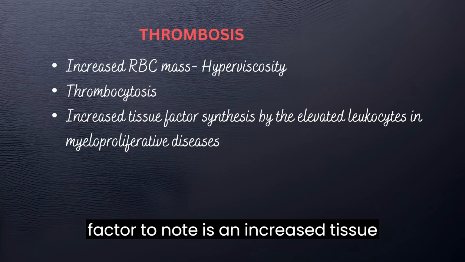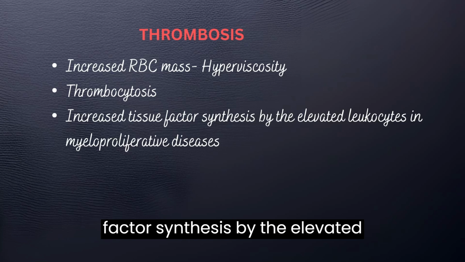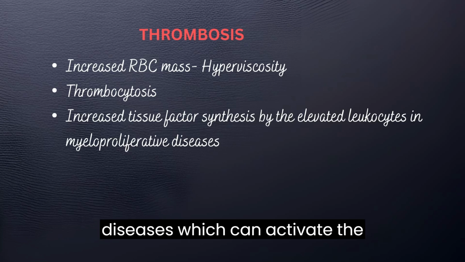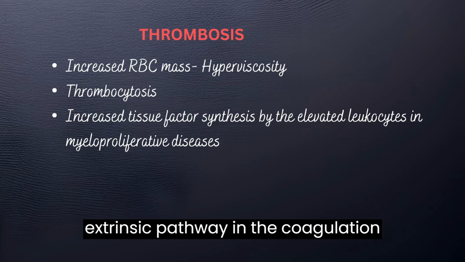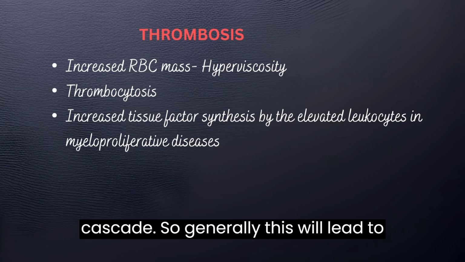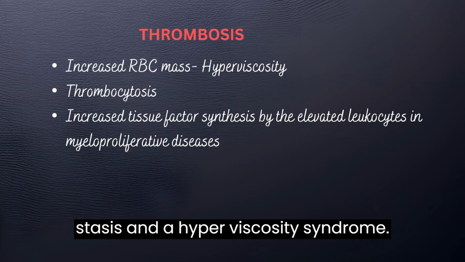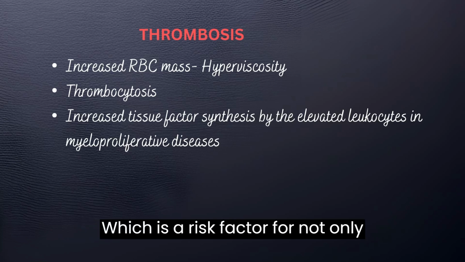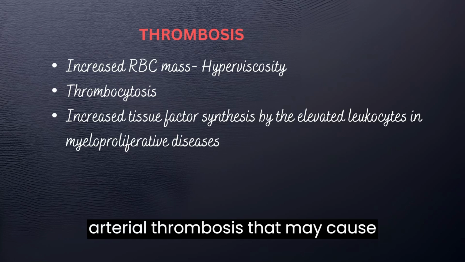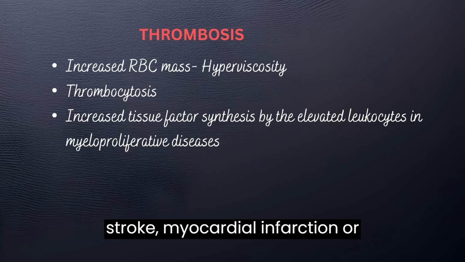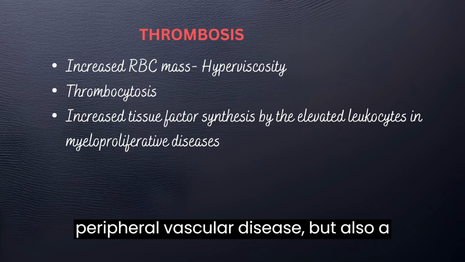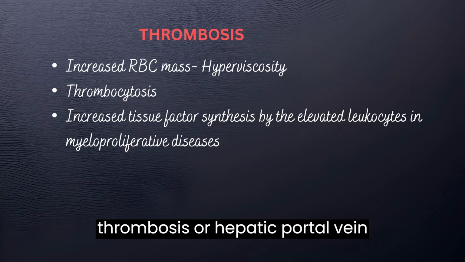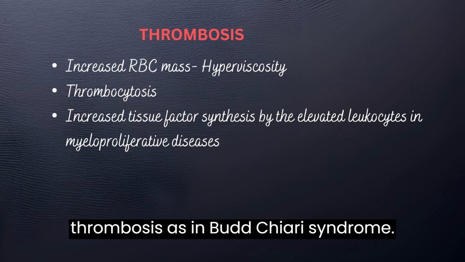Another factor to note is an increased tissue factor synthesis by the elevated leukocytes in myeloproliferative diseases, which can activate the extrinsic pathway in the coagulation cascade. So, generally, this will lead to stasis and a hyperviscosity syndrome, which is a risk factor for not only arterial thrombosis that may cause stroke, myocardial infarction, or a peripheral vascular disease, but also a venous thrombosis, such as a deep vein thrombosis or hepatic portal vein thrombosis, as in Budd-Chiari syndrome.